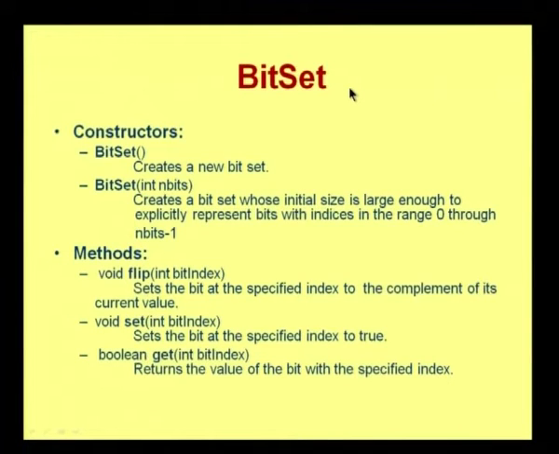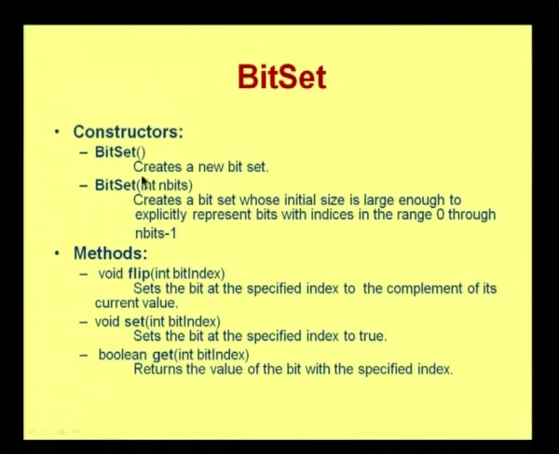These are the constructors available in the bitset class. BitSet creates a new bit set. As the name specifies, a bit set is a set of bits. Another constructor is BitSet with n bits, for n number of bits. It creates a bit set whose initial size is large enough to explicitly represent bits with indices in the range 0 through n minus 1. I can create a new bit set and keep on increasing the size.